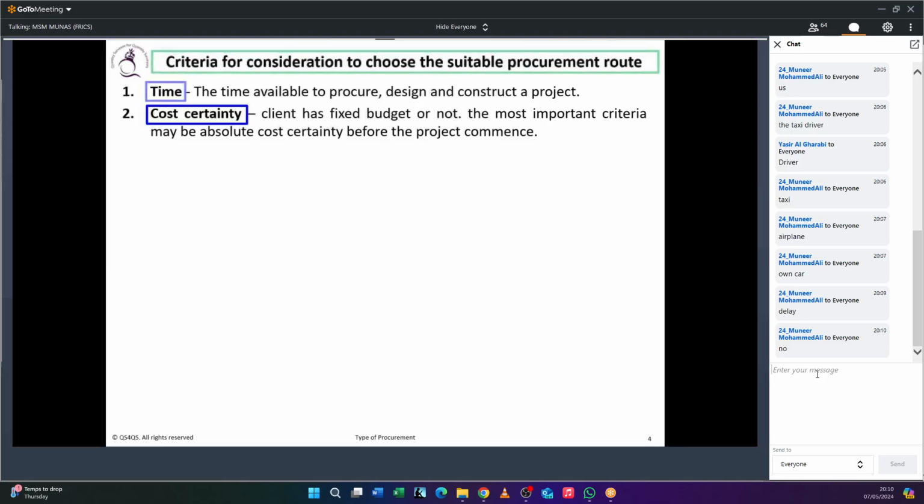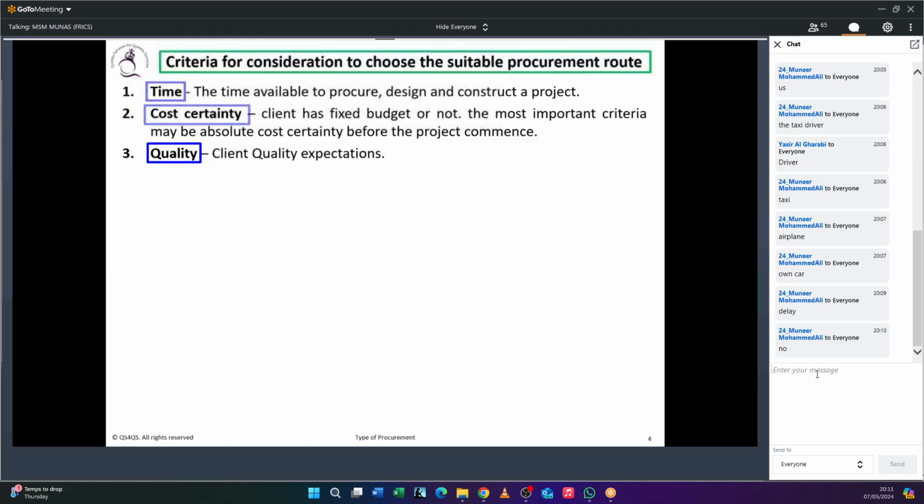Let's say somebody is going to build a house by getting a bank loan. They don't have money. So what do you think? They should have a fixed budget, isn't it? So their cost certainty factor is very high. So you should understand that. And the quality, you can go for the finest quality, good quality, average or low quality.